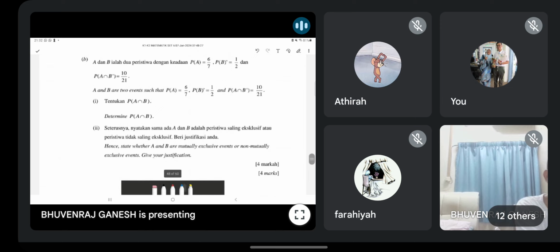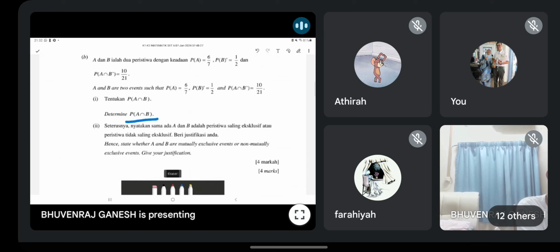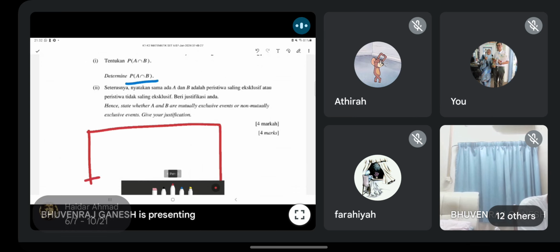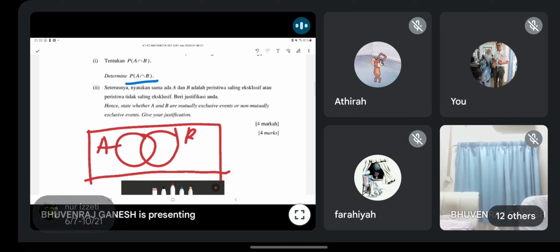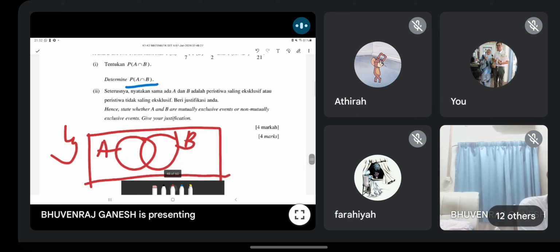So, Izzati, macam mana cari yang ni? A intercept B. Apa tolak dengan apa? What minus what? Kalau kamu tak boleh bayangkan, kamu boleh lukis gambar rajah Venn, lebih senang. Okay, very good, Haida. Correct? Okay, kamu lukis A, B, set semesta, universal set. Mereka bagi tahu A intercept B prime. Izzati, betul. A intercept B prime, dia adalah kawasan ni. Okay, A silang dengan B prime.